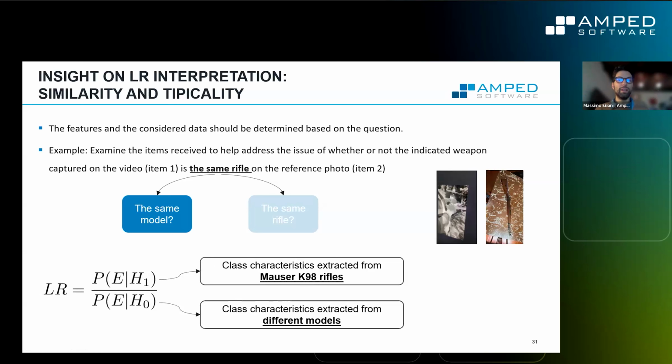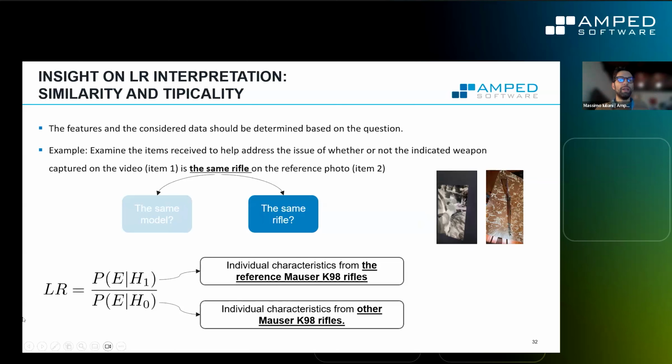But if the question is the same rifle, it means that at the numerator here, the hypothesis 1, we have to extract not class characteristics, because the length is shared by every rifle of the same model. But we have to look at defects, something that is discriminating this rifle from the class. And the class is in H0. So in H0, we will extract individual characteristics from other rifles of the same model. So this is a good way of reasoning. That's why it is important to understand the question and define clearly the question, even to avoid mistakes on our side.